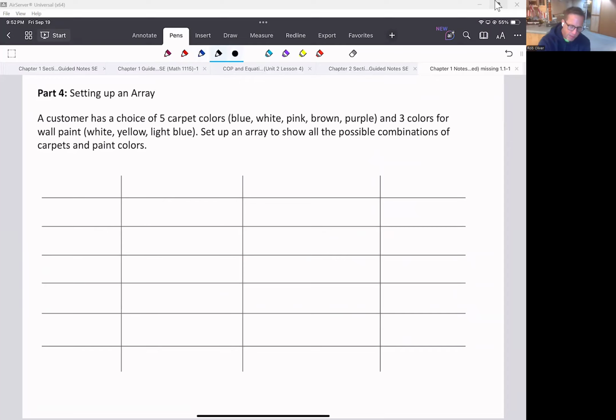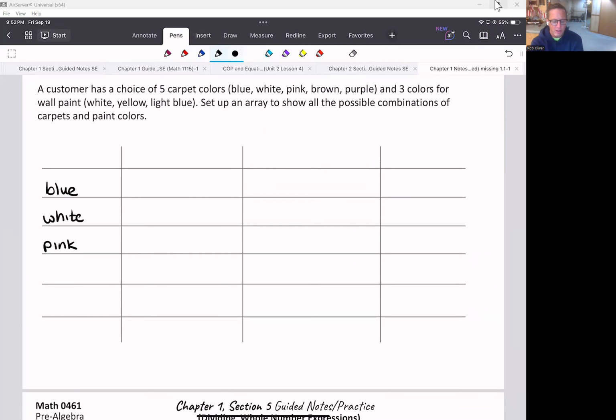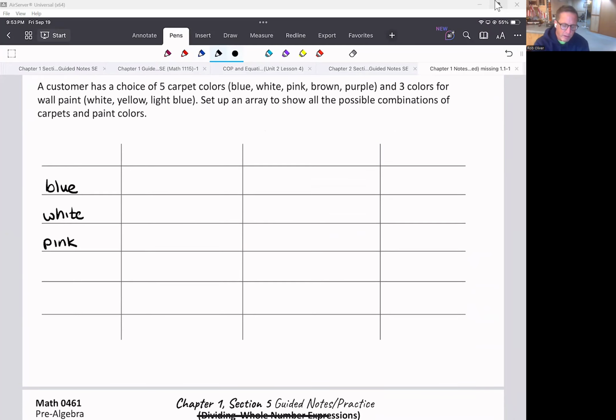All right, I'm going to set up the colors of the carpet on the top here. I'm going to start one over and you'll see why. So I've got blue, white. Wait, what am I doing? No, I'm not going to do that. Let me do it this way. I don't have enough columns. Let me go down. So we've got blue. I'm going to put white here, pink here. I should be writing using the colors, but whatever. We've got brown, and we've got purple.